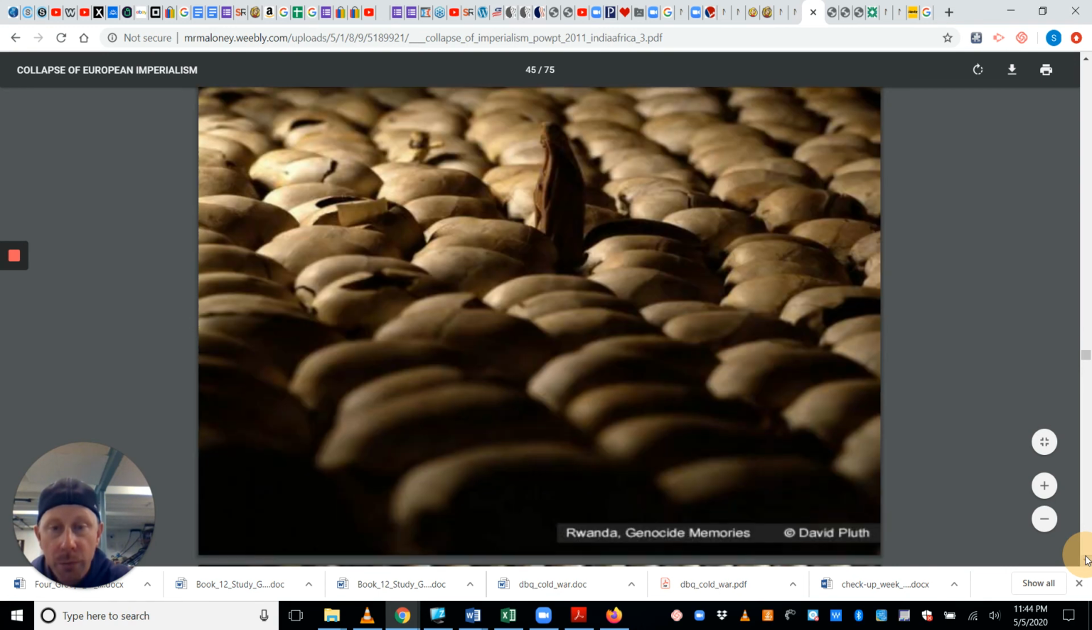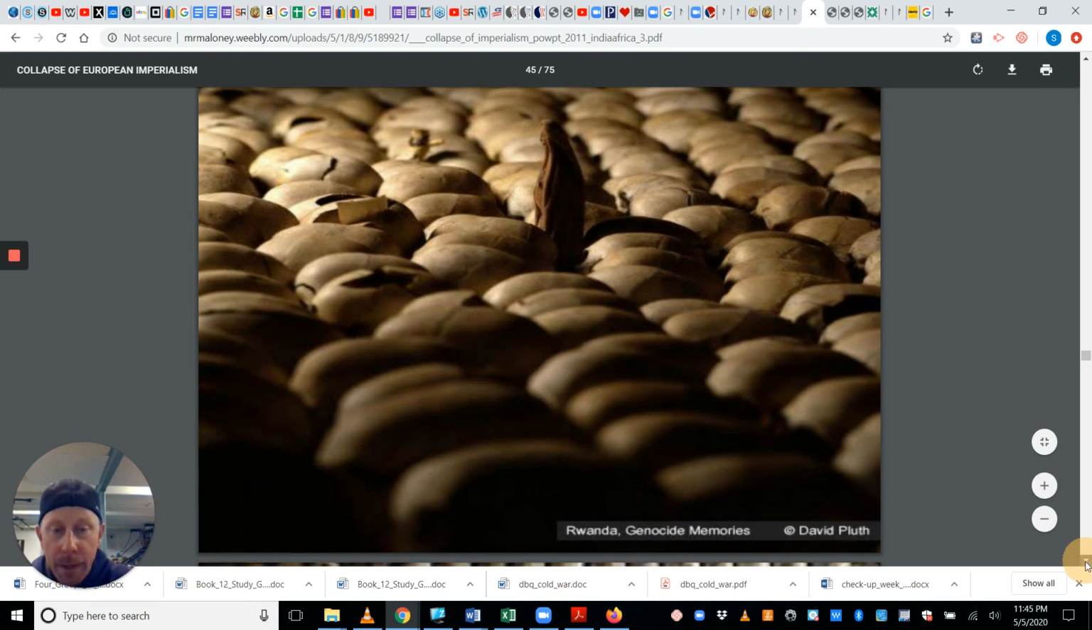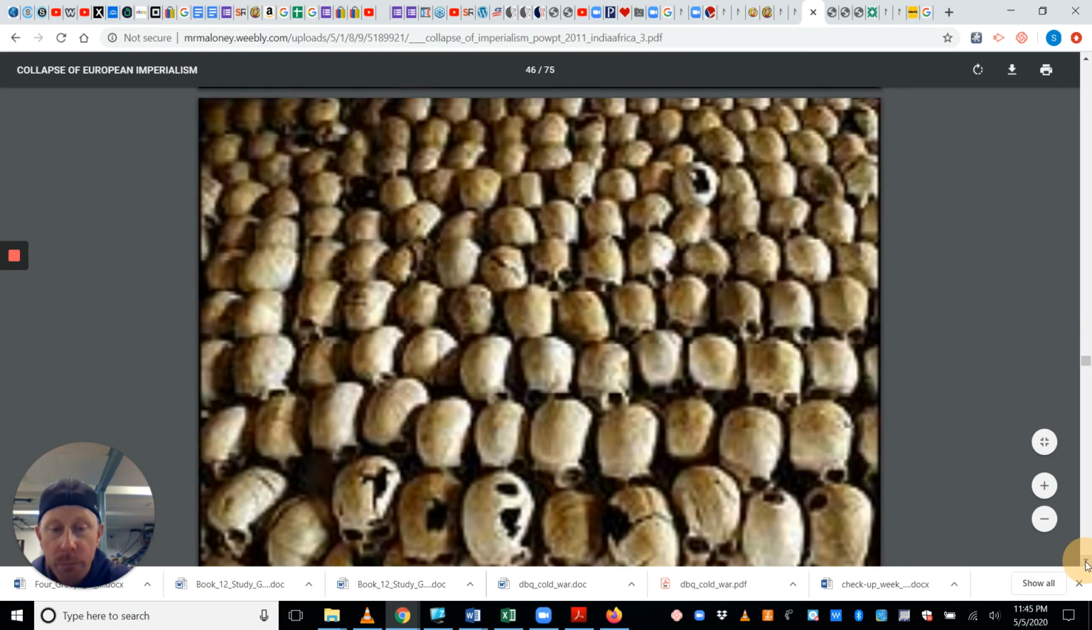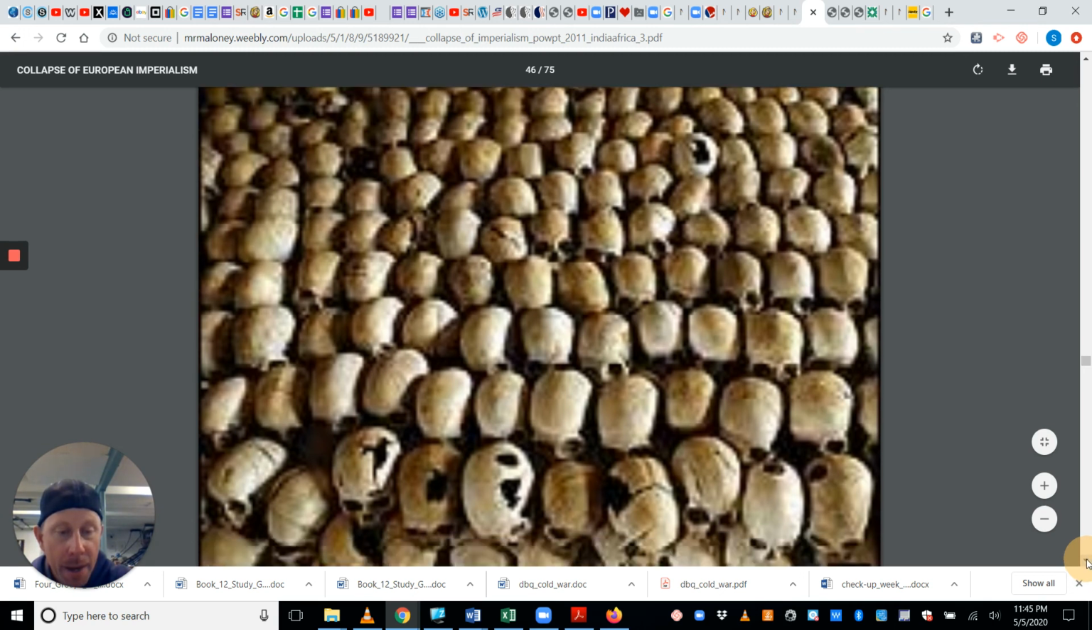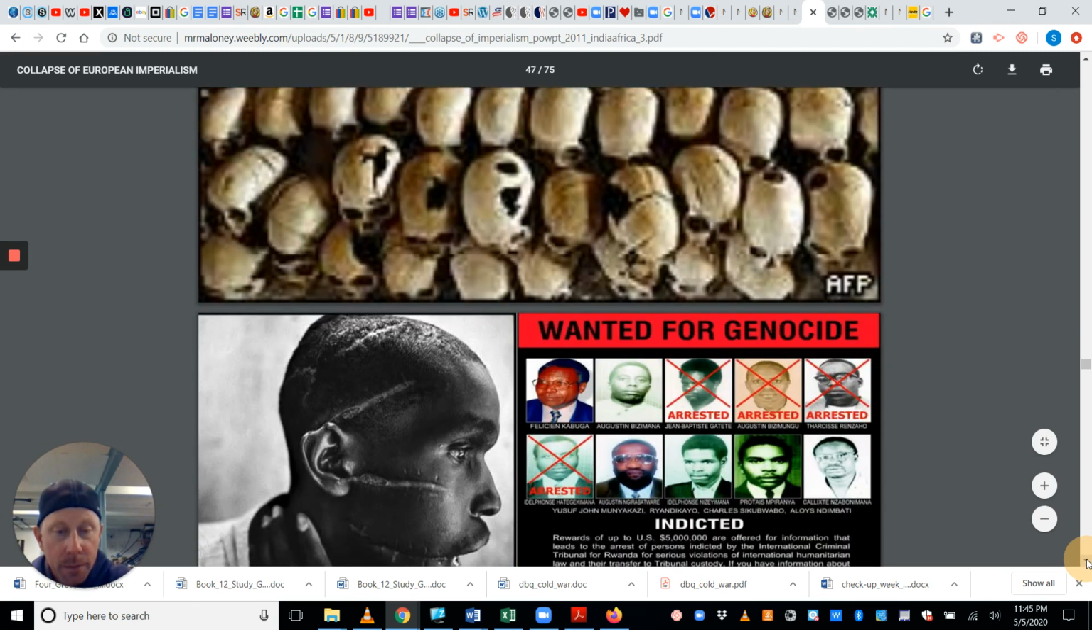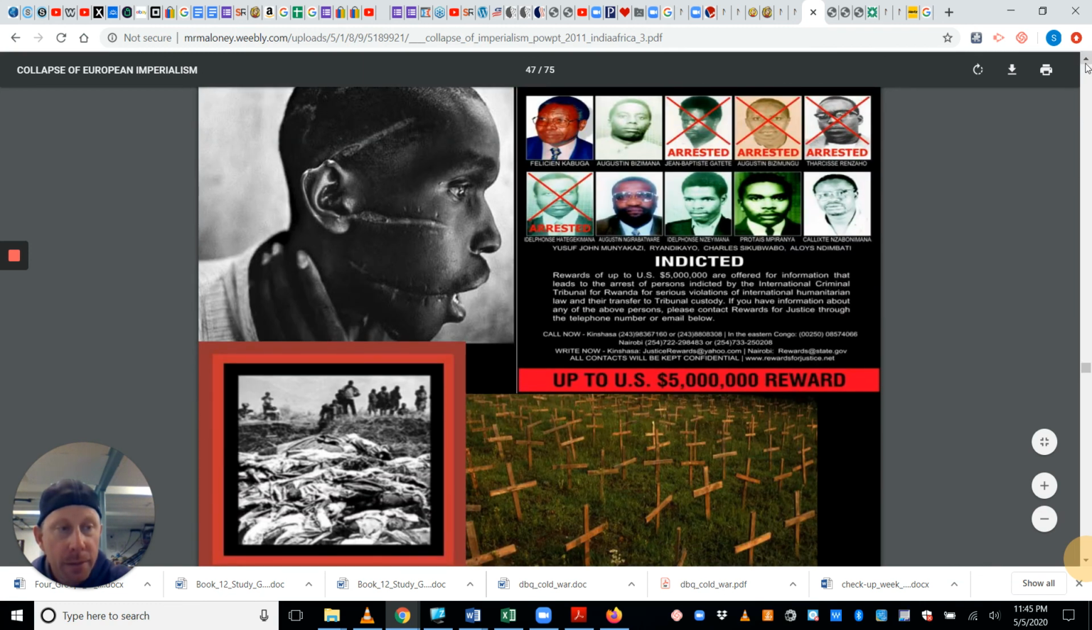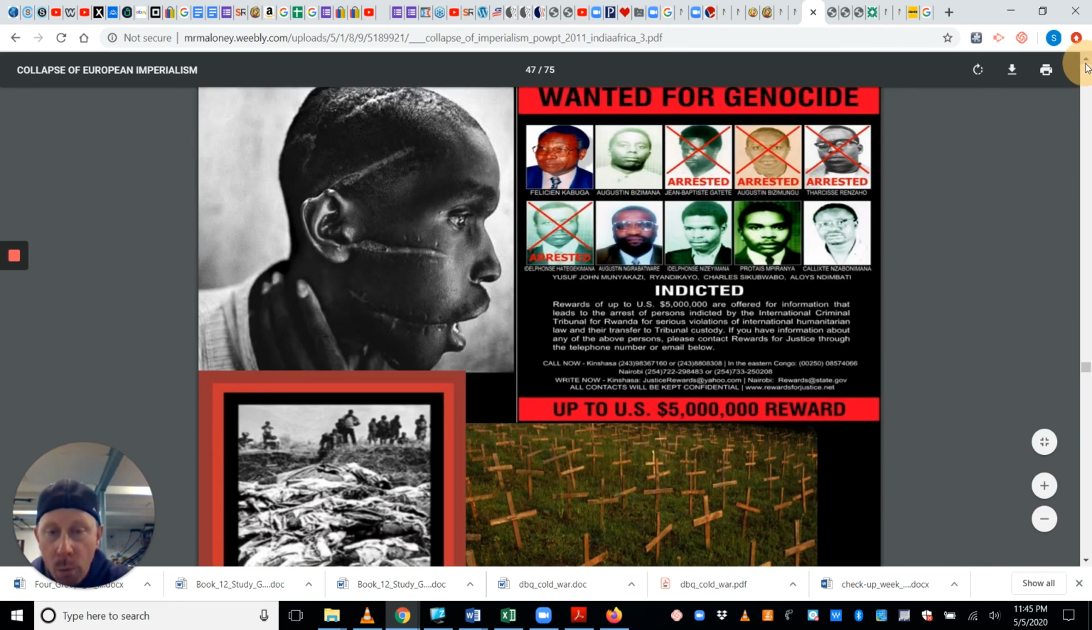And here's some of the skulls. You can see, like, you get some broken bones in the middle of the skulls here. Sad. Stacks of more skulls. Lots of them with holes in their skull from being beaten and bashed in. Here's a wanted sign showing people wanted for genocide. And the reward of $5 million. Here's a man who survived. His face got cut up pretty good by those machetes. Sad, sad story.